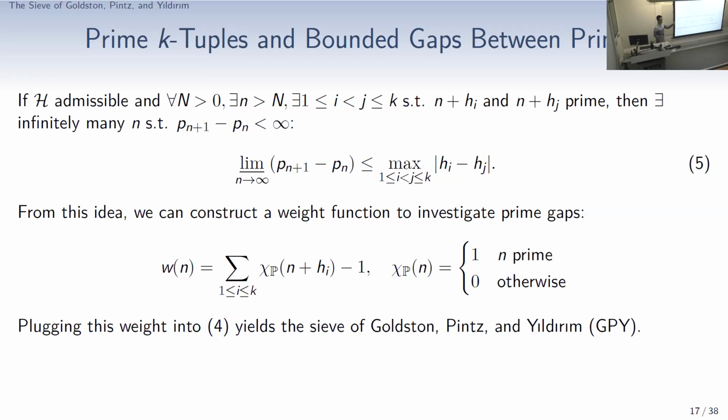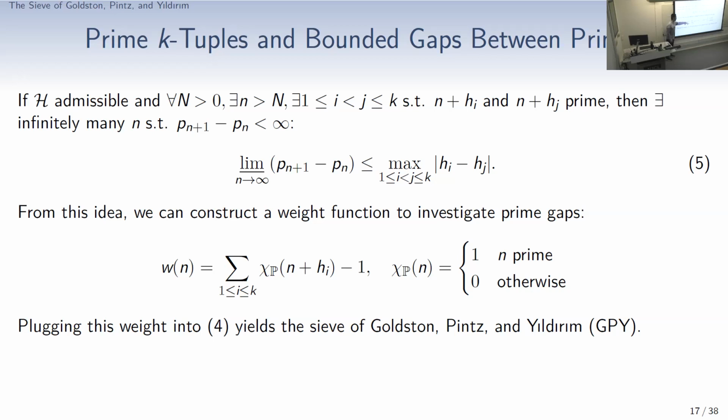Because we choose hi and hj to be different, and we iterate over all possible differences between elements of the tuple H, the maximum of these differences will be an upper bound for the limit infimum of the prime gap. So from this motivation, we can set up the lower bound problem. In this case, we want to find n such that there are at least two primes generated by the tuple.